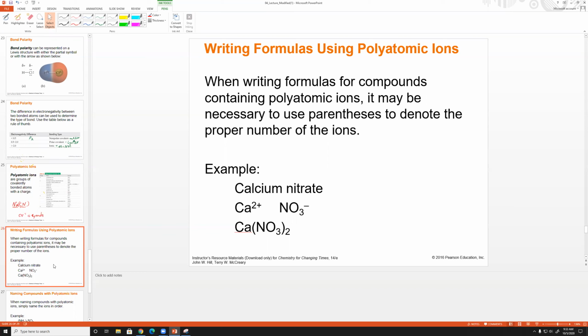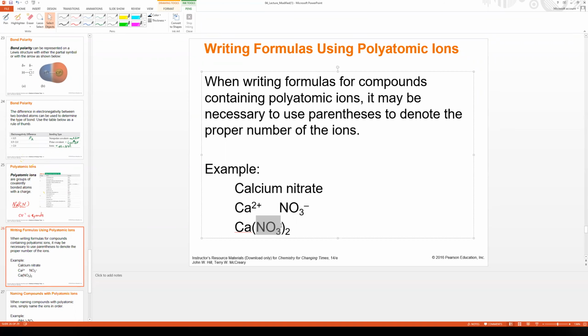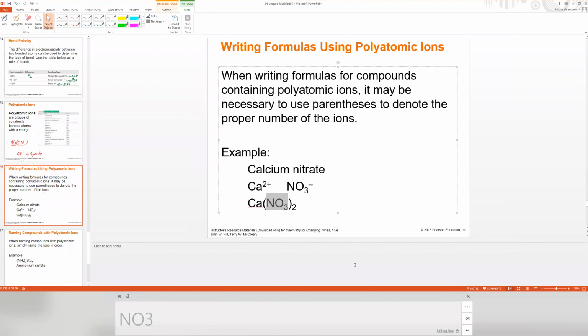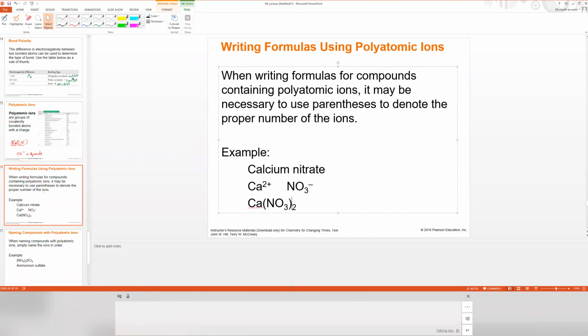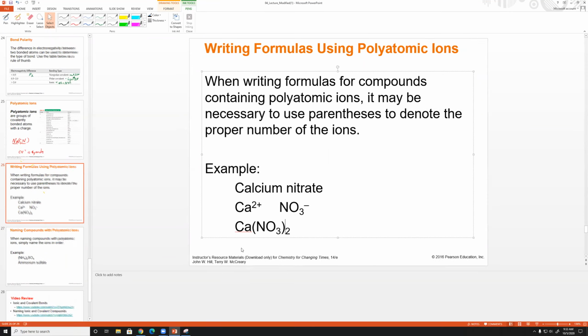So calcium nitrate, Ca(NO3)2. The same rules apply as normal ionic bonds, where the charges of the positives need to cancel out with the charges of the negatives. But the charges of the negatives in these cases are going to be the polyatomics. They're going to be more than one atom in there. And so NO3 is a -1 charge. Two of them need to cancel out a calcium. So it would be calcium nitrate, like that.